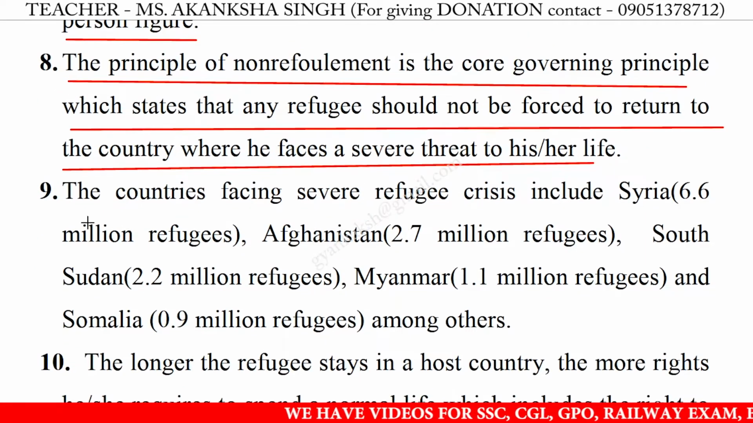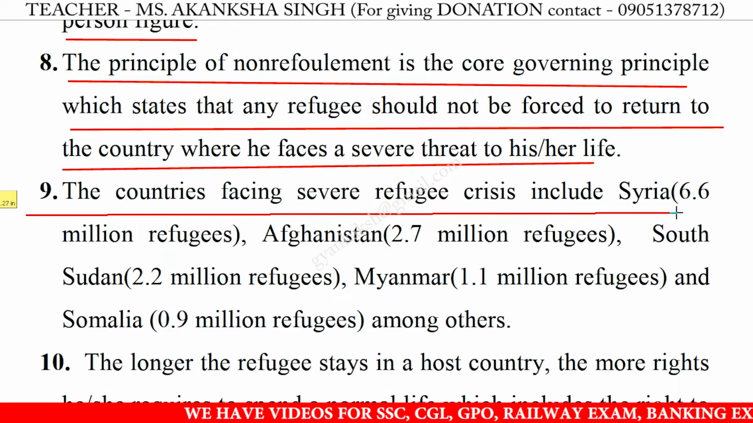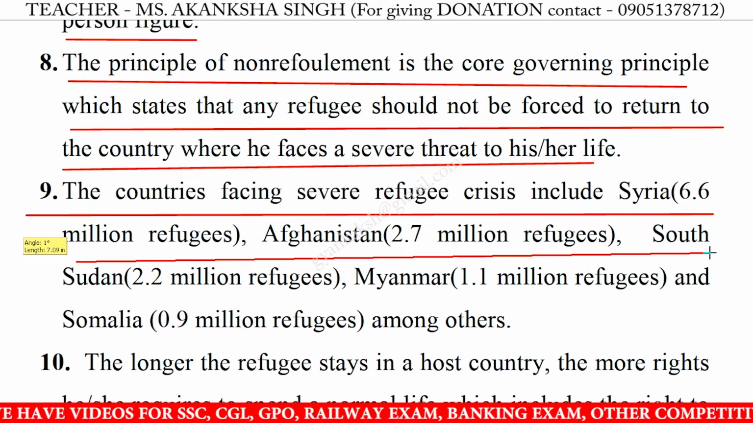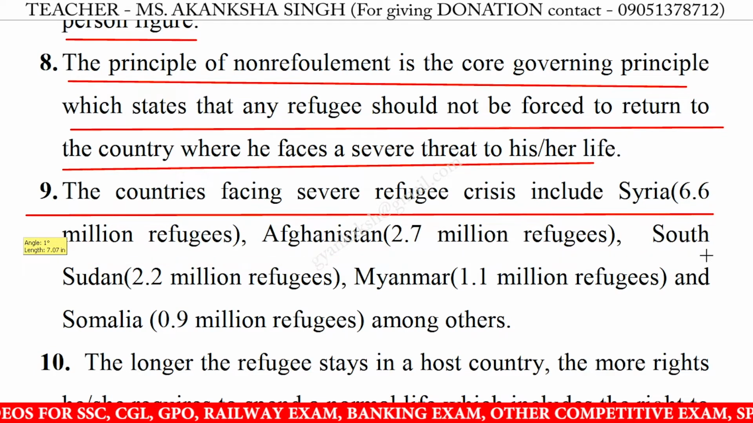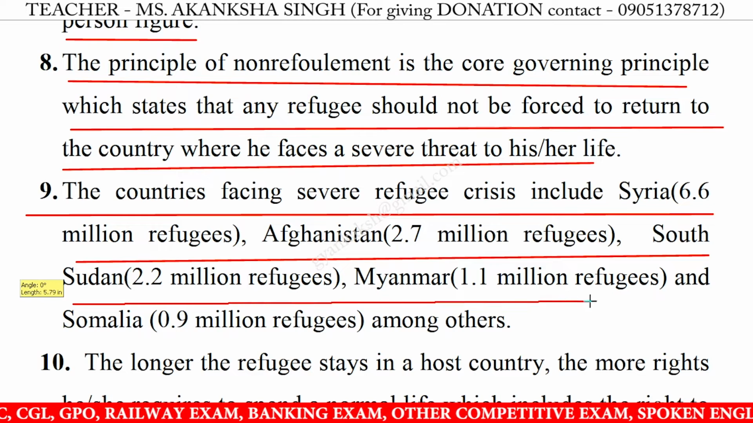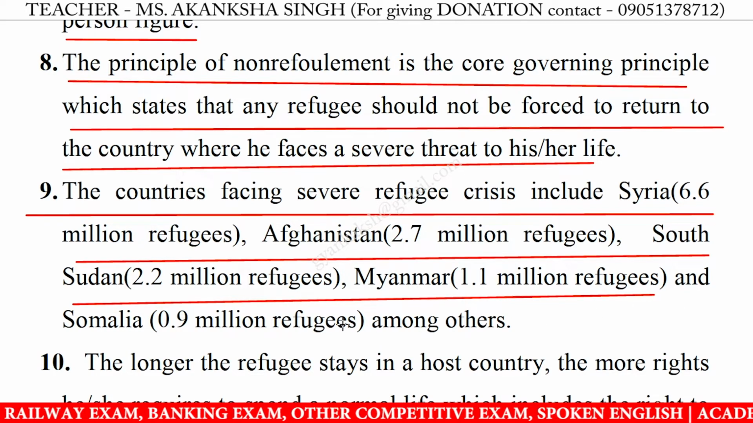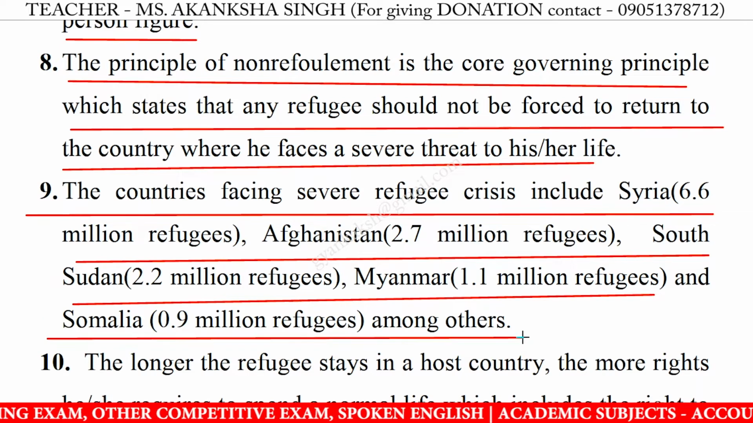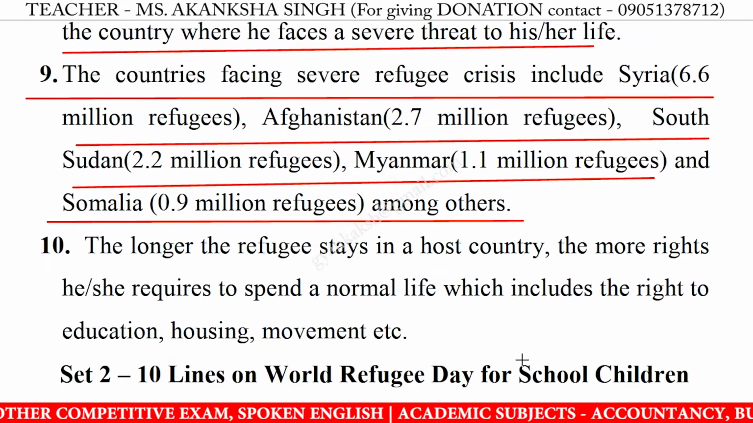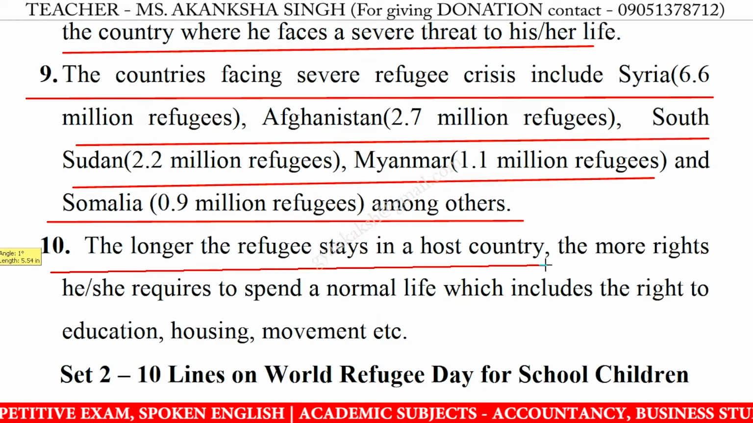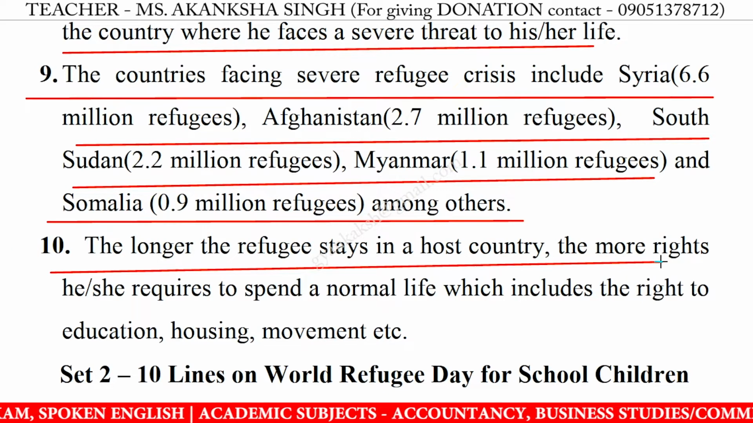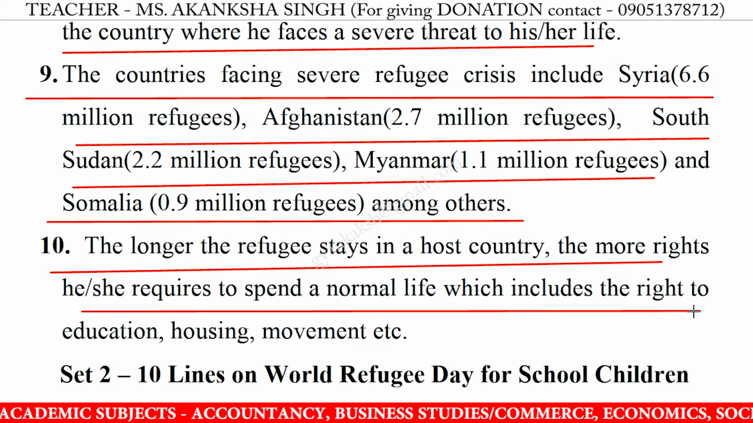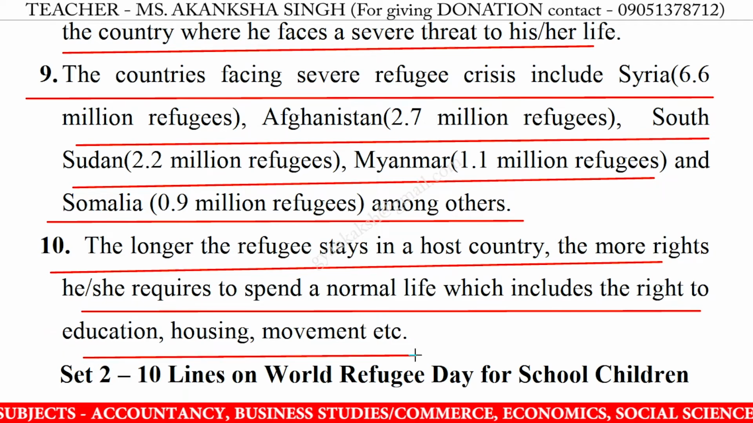Number 9. The countries facing severe refugee crisis include Syria 6.6 million refugees, Afghanistan 2.7 million refugees, South Sudan 2.2 million refugees, Myanmar 1.1 million refugees, and Somalia 0.9 million refugees, among others. Number 10. The longer the refugee stays in a host country, the more rights he or she requires to spend a normal life, which includes the right to education, housing, movement, etc.